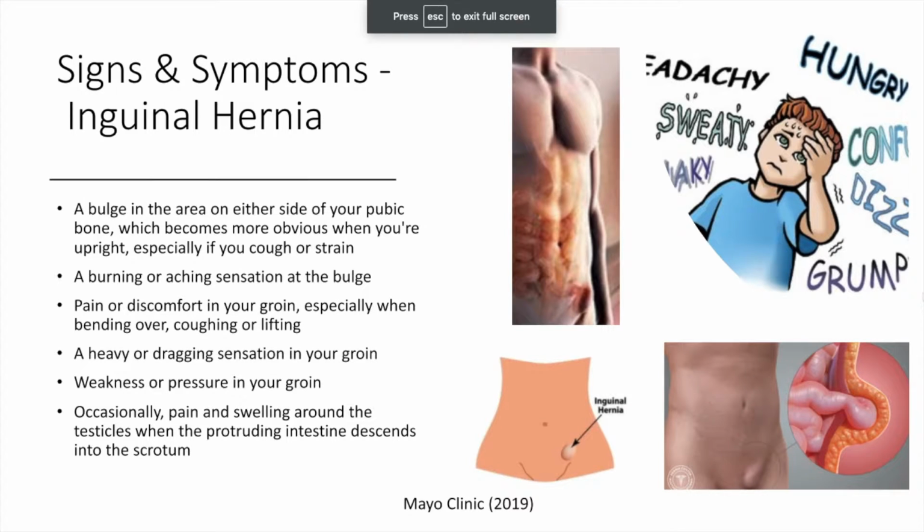We will now discuss the signs and symptoms of an inguinal hernia. The first sign would be a bulge in the area on either side of your pubic bone, which becomes more obvious when you're upright, especially if you cough or strain.